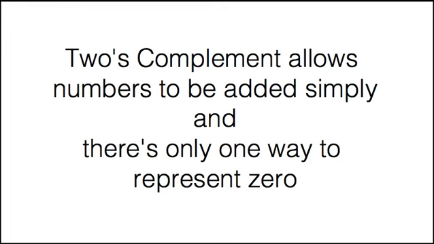And there's only one way to represent 0. Because if your regular 0 was all the zeros, if you flip all the bits, you get all the 1s. When you add 1 to that, you get all zeros. So there's only one way to represent 0 in 2's complement. So that's very handy. Any questions on that?